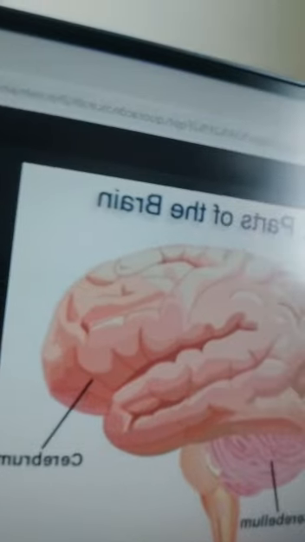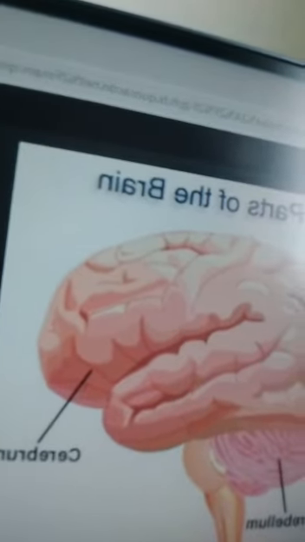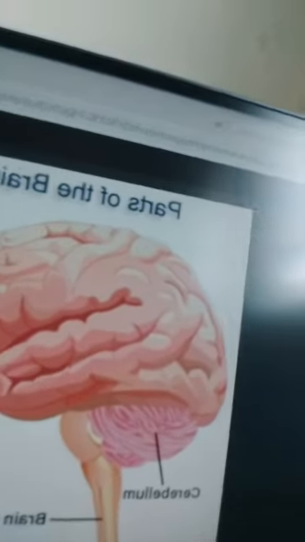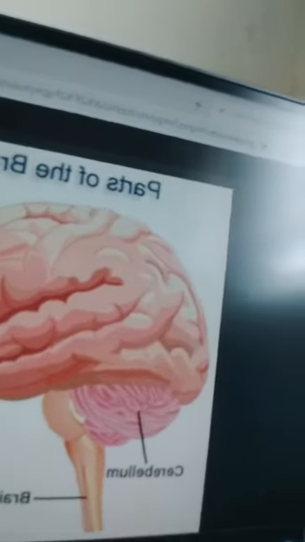The last one is the brainstem. So you can see here the parts of the brain. The brainstem is also known as the medulla. It controls all the activities that we do unconsciously, like breathing, sneezing, coughing, vomiting, and swallowing.